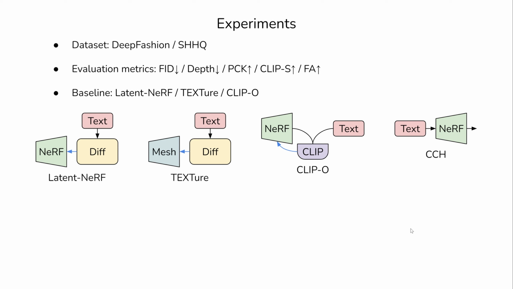For baselines, we have Latent-NeRF and TEXTure, which rely on an external diffusion model to provide visual guidance to fine-tune the NeRF model and the mesh texture. We also have CLIP-O, which leverages the CLIP alignment to iteratively optimize the NeRF model. All of them require iterative optimizations, and in contrast, our CCH can obtain the result by just going through one step of the model.